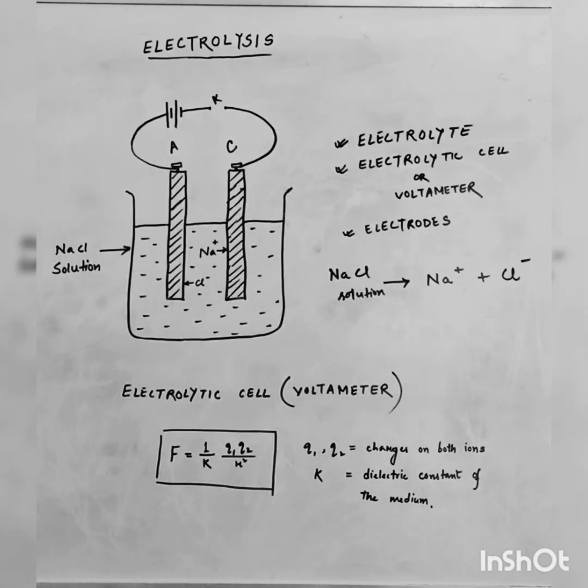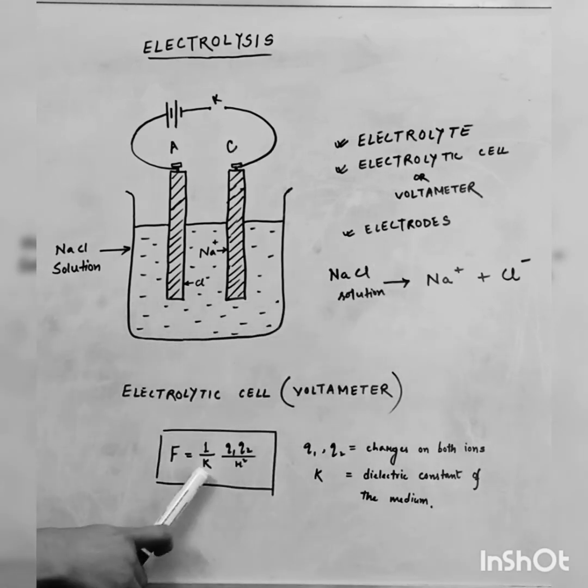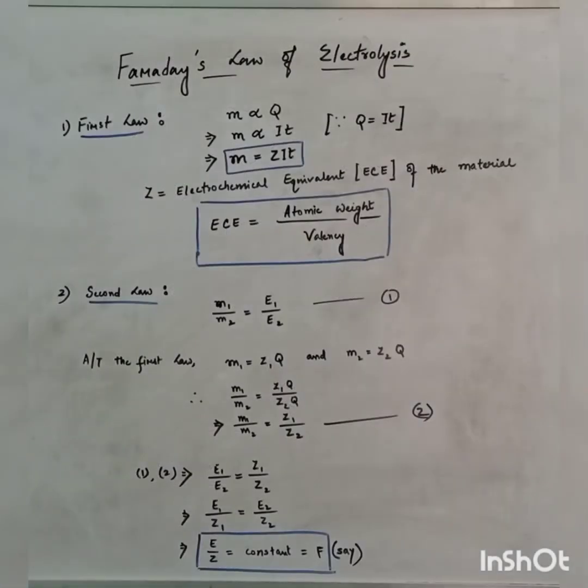ions are oppositely charged with equal electric charges, and these two ions are held together by the electrostatic force, which is given by F is equal to 1 by K, Q1 Q2 by R square. And here Q1 and Q2 are the charges of both the ions, and K here is the dielectric constant of the medium. There are two laws of electrolysis which are known as Faraday's law of electrolysis.